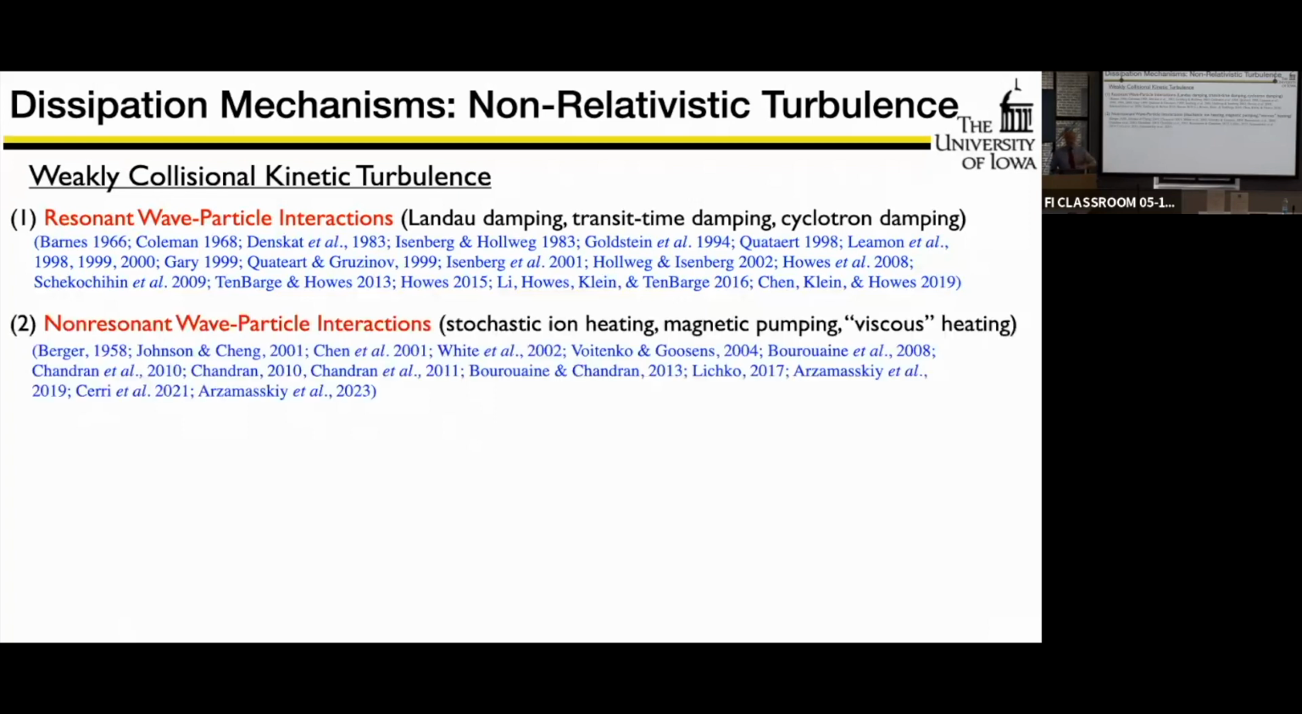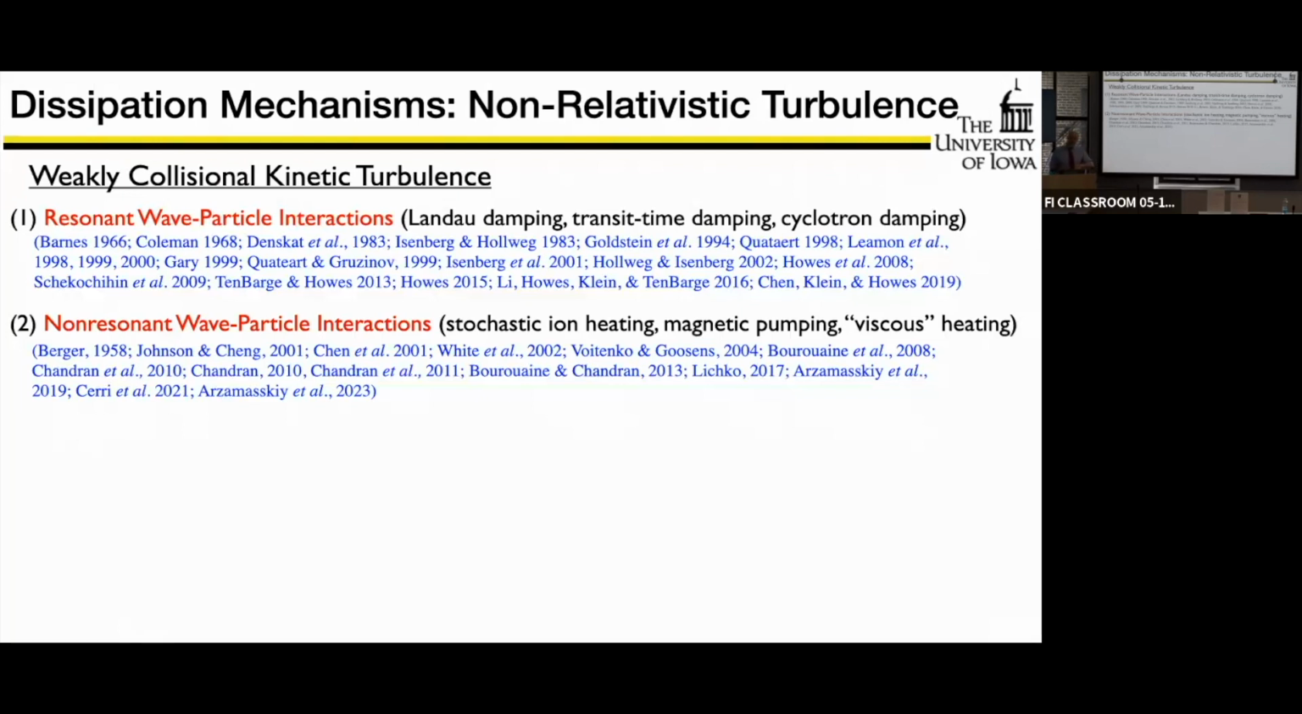Another are non-resonant wave particle interactions. So things like stochastic ion heating, magnetic pumping, and also what we call viscous heating, but really it's at high plasma beta, plasma beta being the ratio of the thermal to the magnetic pressure. At high plasma beta, temperature anisotropy instabilities can be triggered by compressions in the plasma, and those effectively look a bit like a viscosity that can damp the turbulent motions and remove energy.